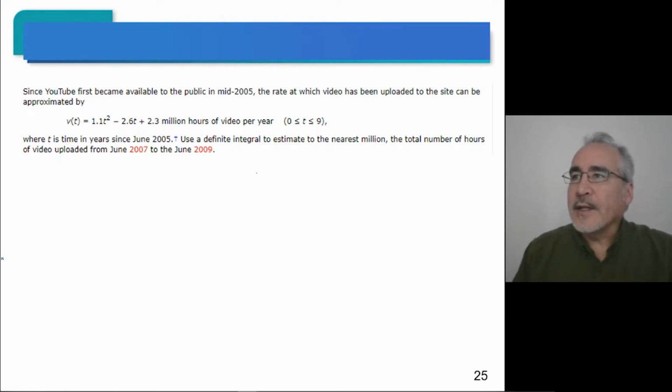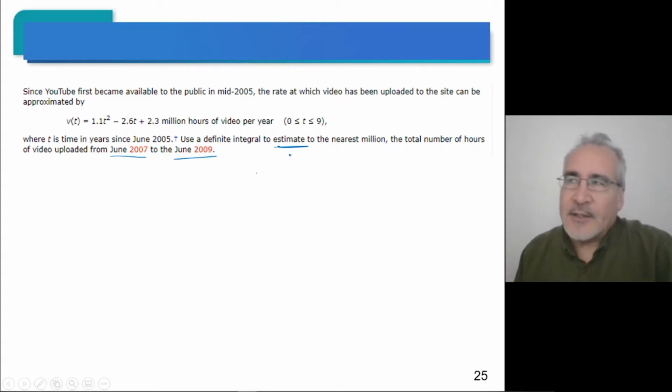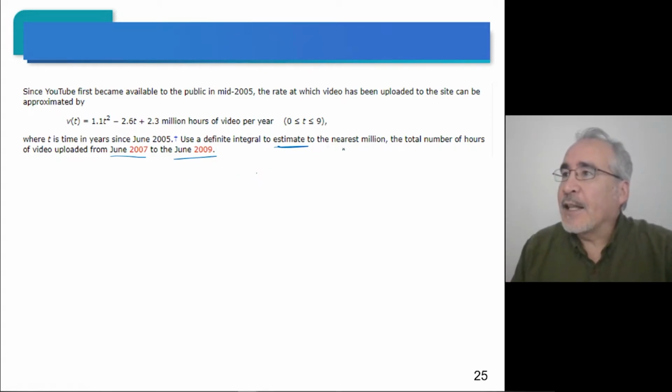So now this one, you start reading. I like to read from the bottom, the back. So I see that we're going from June 2007 to 2009. As I read backwards, they want an estimate. Cool. Estimate means use the calculator, right? And they want it to the nearest million. So that helps me with the rounding.